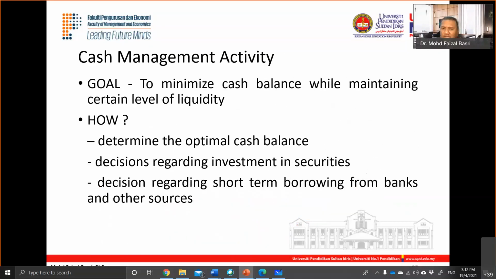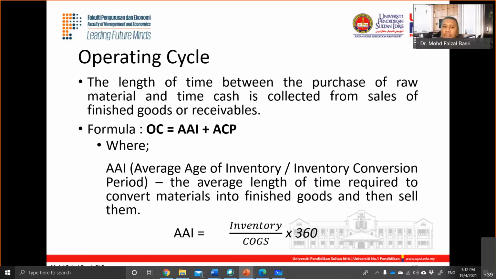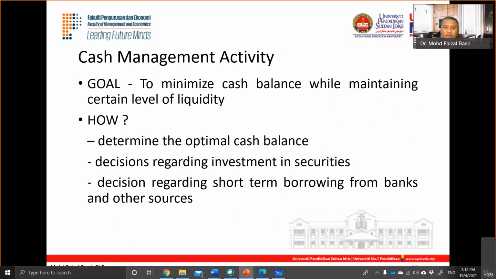So how to do that? Okay, I'm going to skip all of this. So the goal, like I said, is to maintain the minimum cash balance. At the same time, we know this amount of cash that we keep will be sufficient to cover the liquidity issues. Meaning whatever amount of borrowings we have on a short-term basis, we're going to have the right amount to cover that.